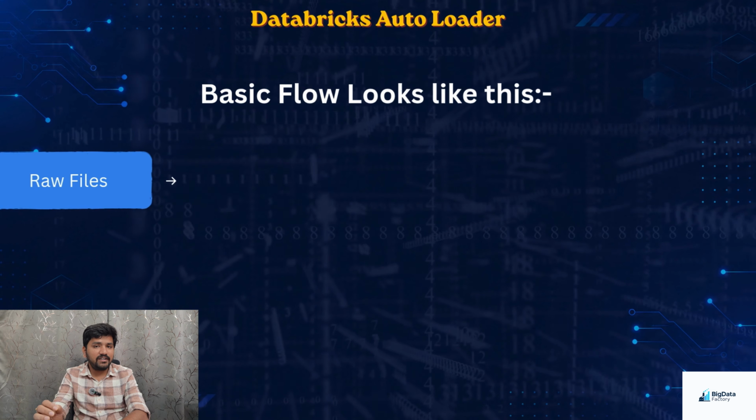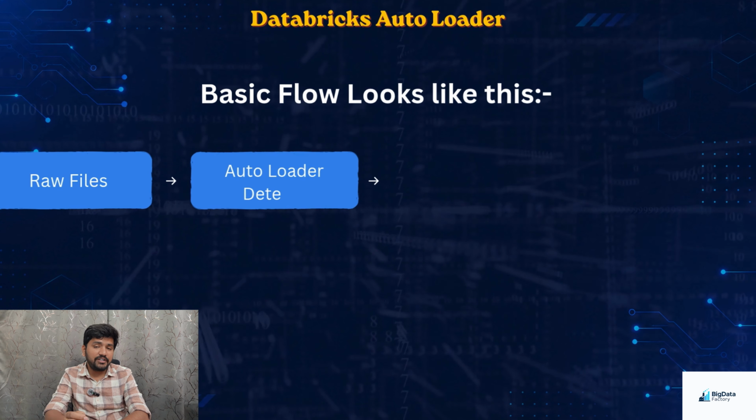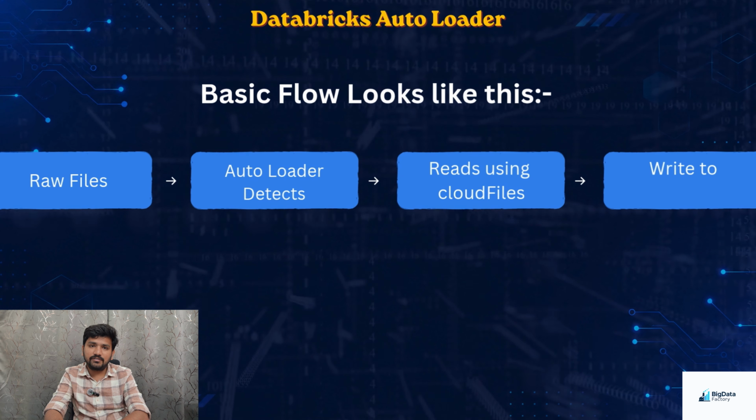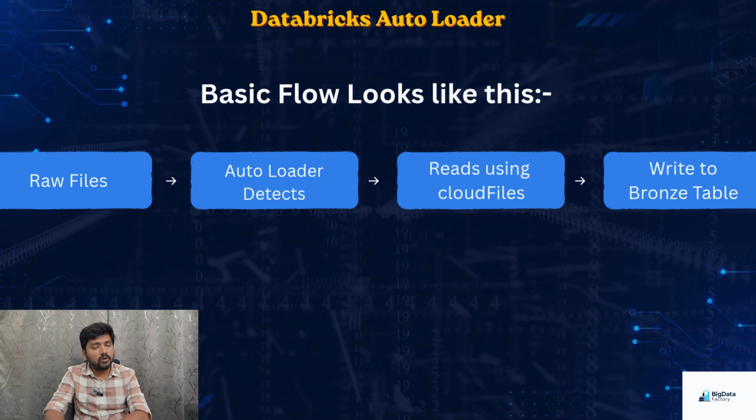The basic flow looks like this. Raw files land in cloud storage. Auto Loader detects new files. Auto Loader reads them using cloudFiles. Then it writes them into a bronze Delta table. So remember this line: Auto Loader is not your transformation logic. Auto Loader is your ingestion pattern. It helps you move new raw files into bronze safely and incrementally.